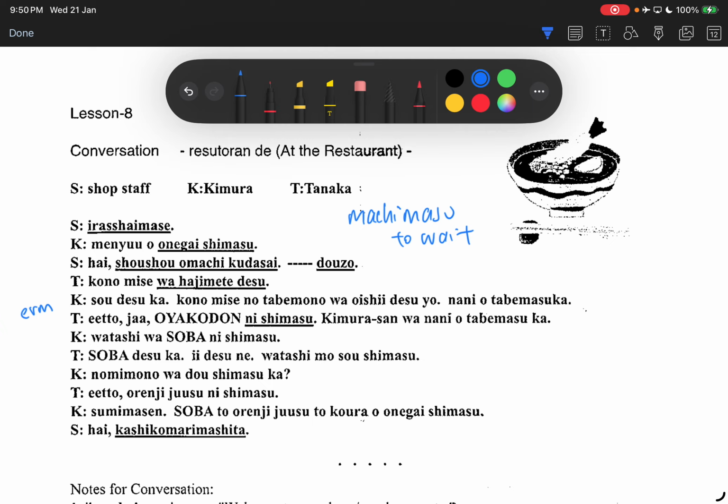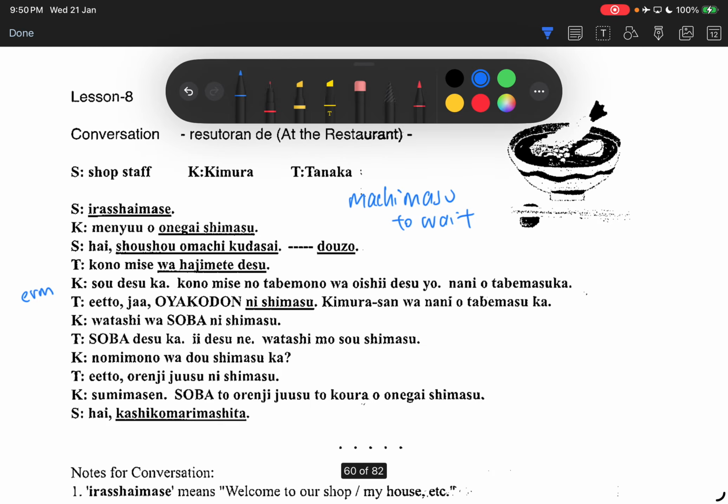K says, sumimasen. Soba to orange juice to cola. Cola is just Coca-Cola. Onegai shimasu. Right, please. Then S says, hai, kashikomarimasu. A bit hard to pronounce this one. Kashikomarimasu. Yes. So basically it just means wakarimashita.